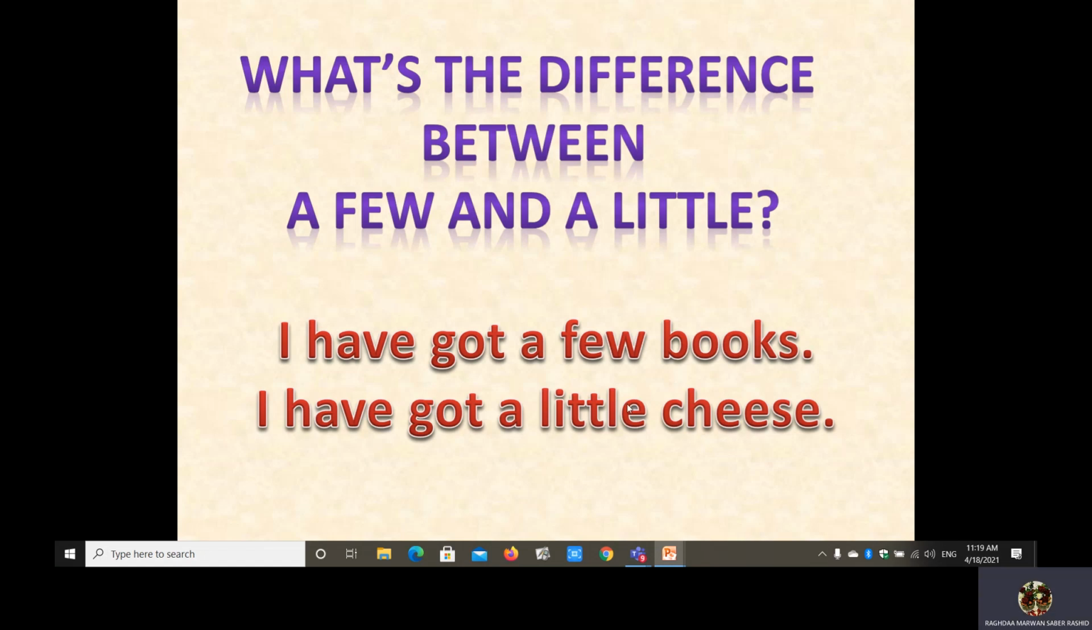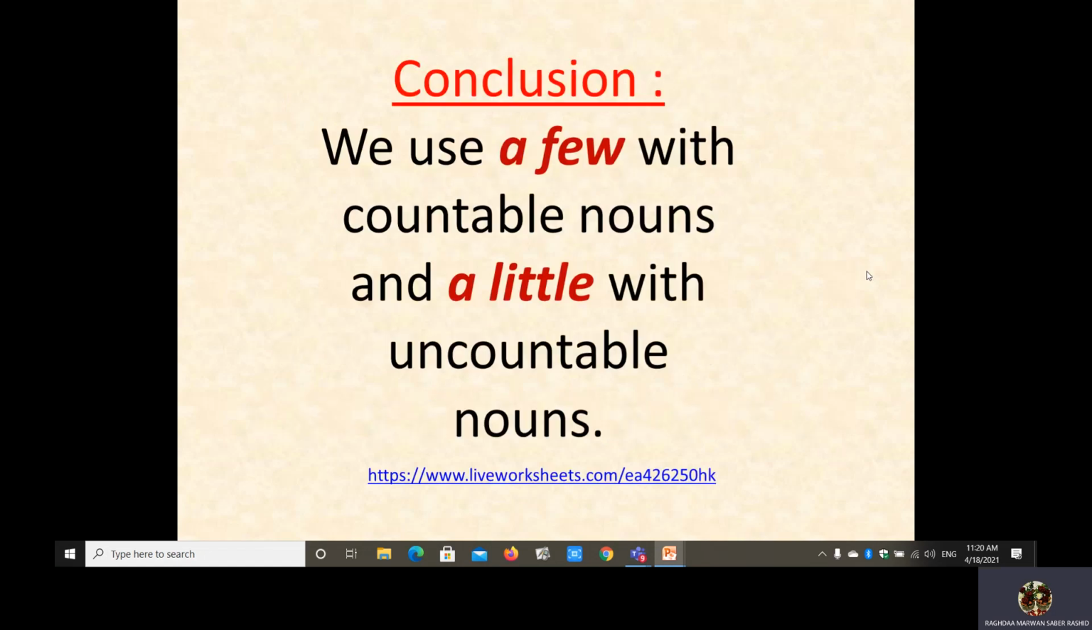So we use a few and a little if we talk about something which you don't have enough of. You have a little amount of it. If it is a countable noun, we say a few. If it is an uncountable noun, you say a little. A few books, a little cheese. Okay. As conclusion, again, we use a few with countable nouns and a little with uncountable nouns. To practice more, here is another link to do this exercise. And I'm checking the answers with you.